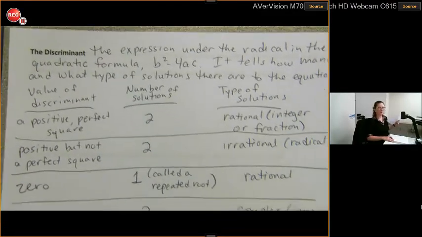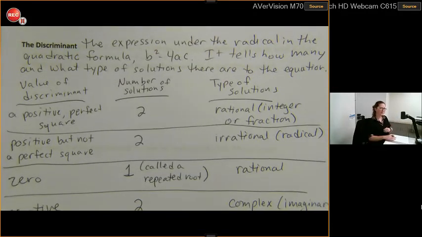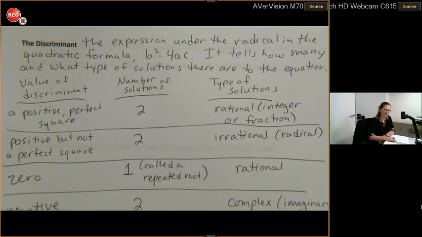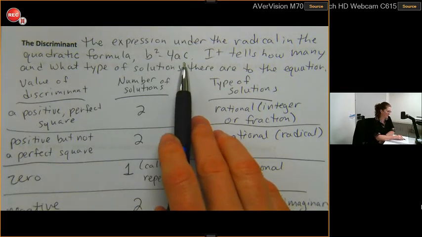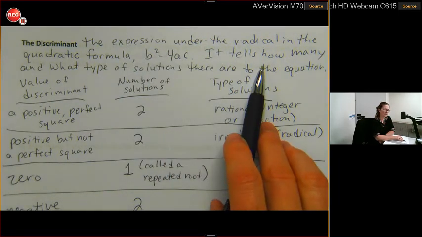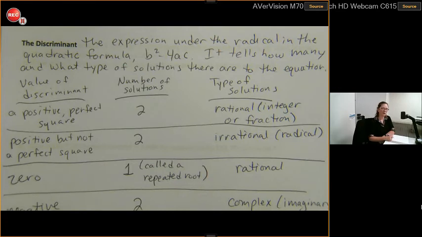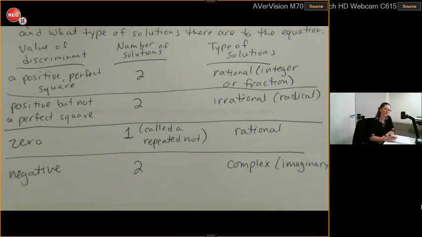Something that goes along with the quadratic formula is called the discriminant. The discriminant is the expression that's under the radical in the quadratic formula, the b squared minus 4ac part. And how it's important is it tells us how many and what type of solutions there are without actually solving the problem. So I have this organized in a table.